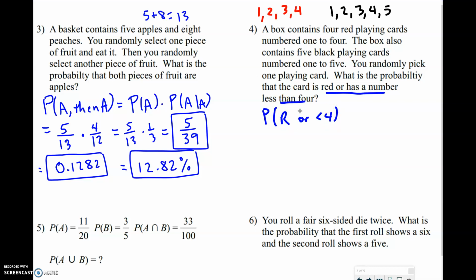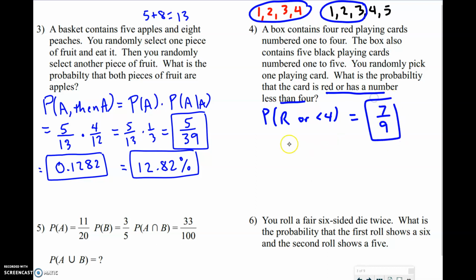So what I'm going to do is I'm going to look at my sample space, which is right here at the top of the page. Okay. And 4 of those are red, and 3 of the black ones are less than 4. So for my probability, it's just going to be 7 out of 9, because there are 9 cards in there altogether.